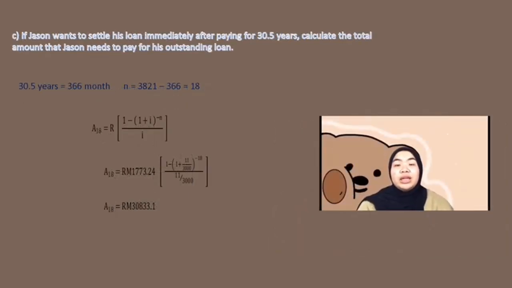Thank you, Azman. I will continue to answer question 1. Okay, 1C. If Jacyln wants to settle his loan immediately after paying for 30.5 years, calculate the total amount that Jacyln needs to pay for his outstanding loan.